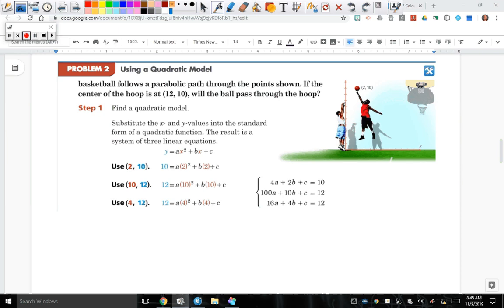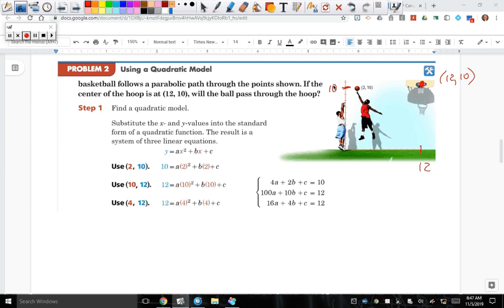Not just yet. Okay. So using a quadratic model, a basketball follows a parabolic path through the points shown. If the center of the hoop is at (12, 10), so let's say this center right here, the point is (12, 10). Its x value is 12. And those of you who don't know, the goal is 10 feet high. Okay?